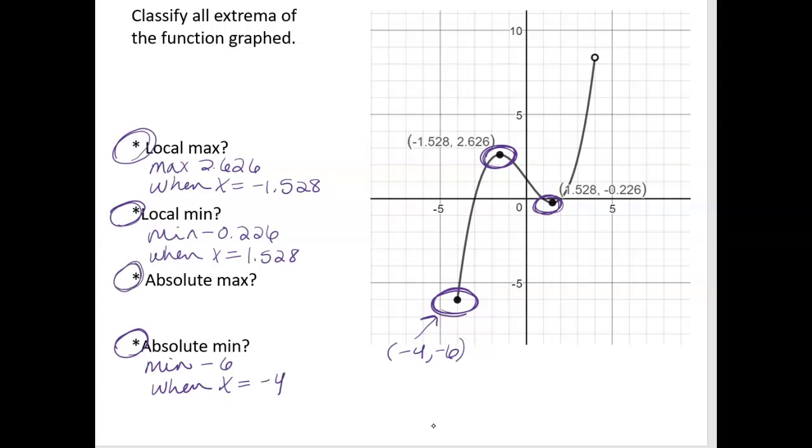Now, absolute max is a little tricky on this one. This particular graph does not have one, so we would say none or no solution. Okay, because the problem is we have an open circle up here.